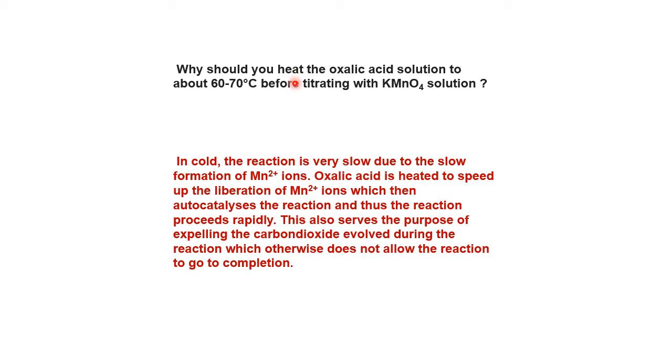Why should we heat the oxalic acid solution to about 60 to 70 degrees centigrade before titrating with KMnO4 solution? Here, KMnO4 converts into Mn2+ as MnSO4. It is very slow under normal or cold conditions. So to speed up the reaction, as we have learned in chemical kinetics, there are some factors to increase the rate of reaction. One factor is what? Temperature, or heat.